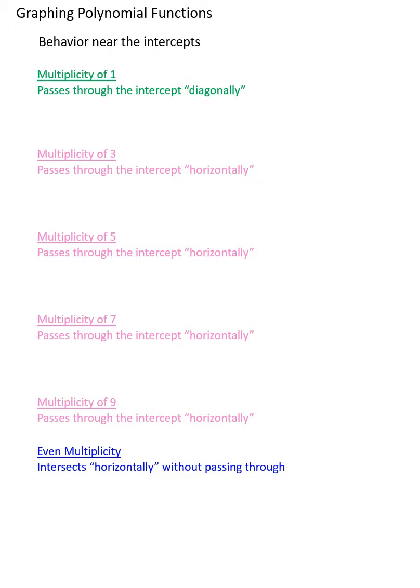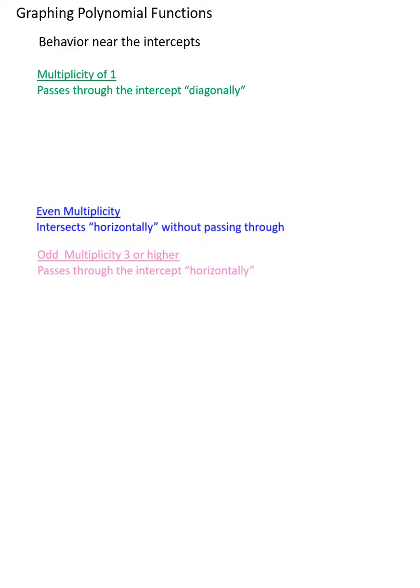Now, as far as 3, 5, 7, and 9 multiplicity, and we could generalize this result to any odd multiplicity 3 or higher, the graph will pass through the x-axis in a horizontal fashion. The multiplicity of 1 is the unique outlier in a sense, and the only multiplicity in which we see the graph crossing in a diagonal fashion. So again, I don't think you'll ever see a multiplicity higher than 3, but this does paint a general picture for all multiplicities of roots for how the graph will behave near the intercepts.